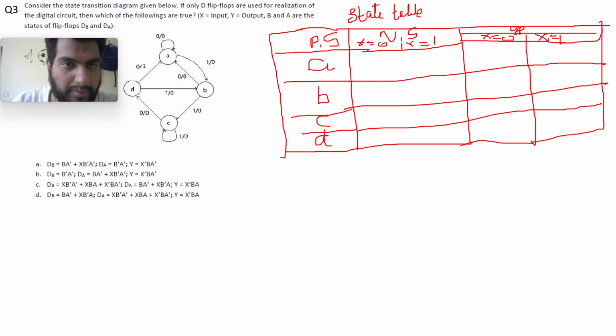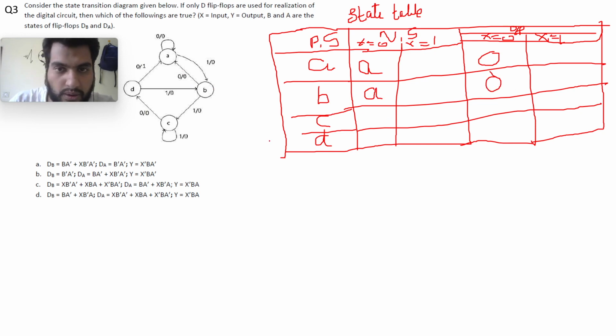So when my present state is state A and my input is X equal to 0, I'll just remain at A. Just look at the state transition diagram. I'm at A for input 0, I'll just remain at A, and my output is 0. When I'm at B, my input is 0, I'll just go back to A, and my output is 0. When I am at C, I'll receive 0, I go to D with output as 0. And when I am at D, I go to A for input X equal to 0, and my output is 1, as you can see here.